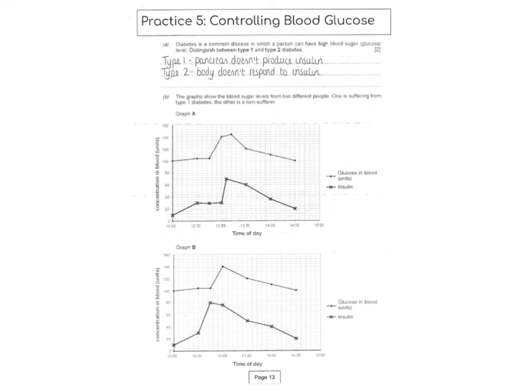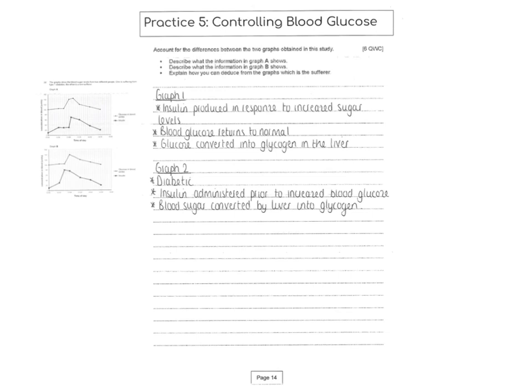The graphs below show the blood sugar levels from 2 different people. One is suffering from diabetes and the other is a non-sufferer. Okay, so here is the count then for the differences between the 2 graphs obtained in the study. Describe the information that graph A shows. Describe what graph B shows. Explain how you can deduce from the graphs which is the sufferer. So I have the graph here for us.